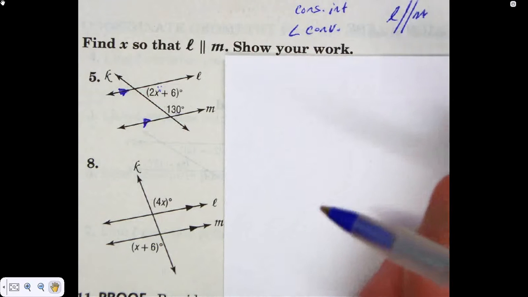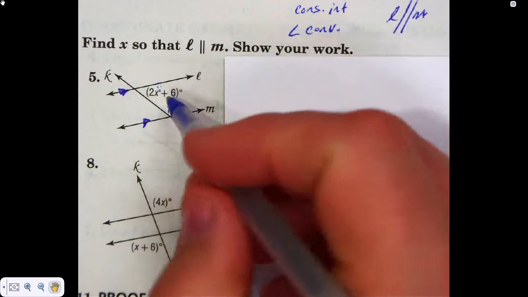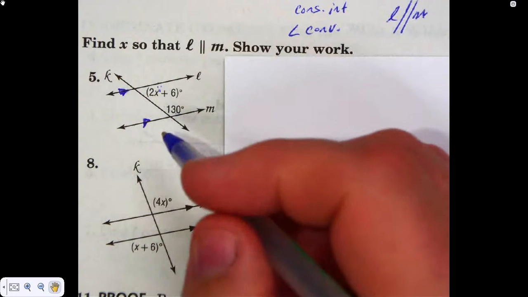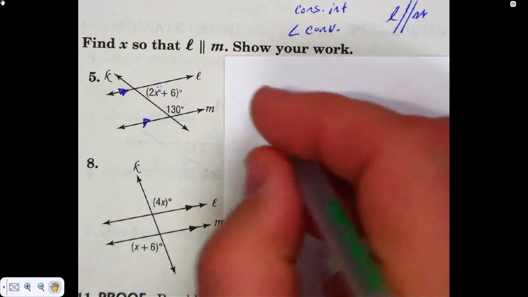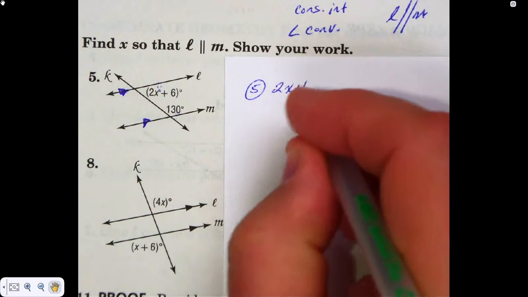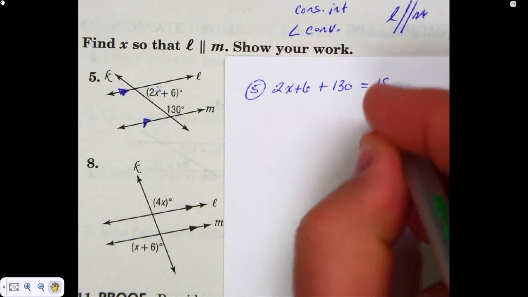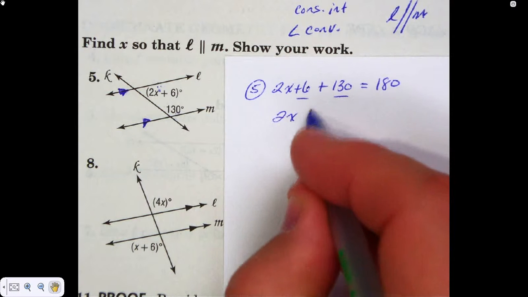Are they alternate interior angles? Consecutive interior angles? Corresponding angles? Or alternate exterior angles most likely? Which one are they? Consecutive interior. What did I tell you guys? When you have this situation, they're on top or beside each other, how do they relate to each other? They add to 180, correct? So, for number 5 here, how would I write that? 2x plus 6 plus what? Is equal to what? And now it's just a matter of solving, isn't it?